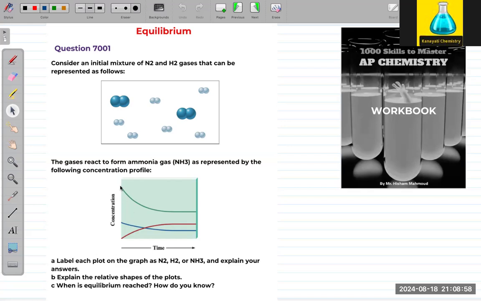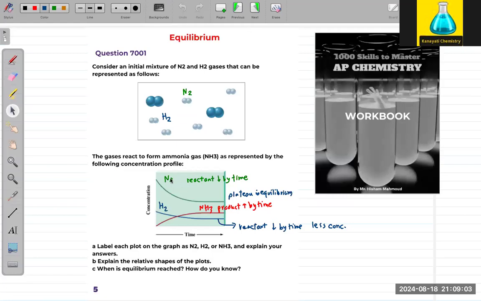This is very easy. I can see that one of them is decreasing. The one decreasing most probably is nitrogen, because nitrogen is here and hydrogen is here. Both of them are decreasing, the green one and the blue one. But there is higher concentration of N2. This one is N2, this is N2, and this is N2. H2, there is only two of them.